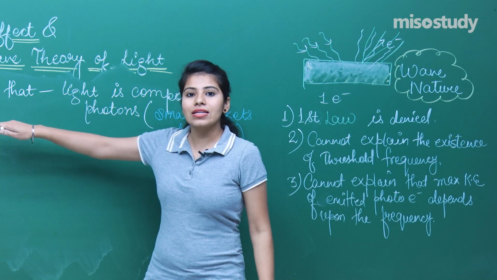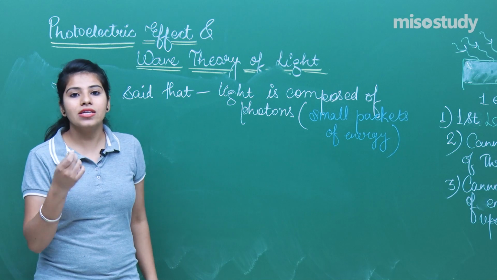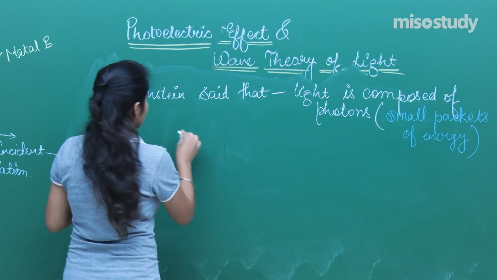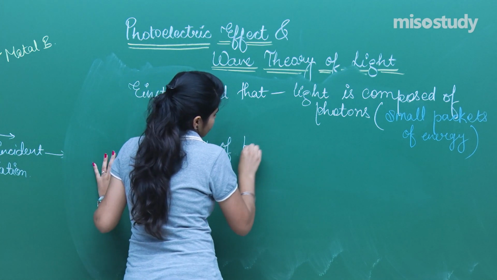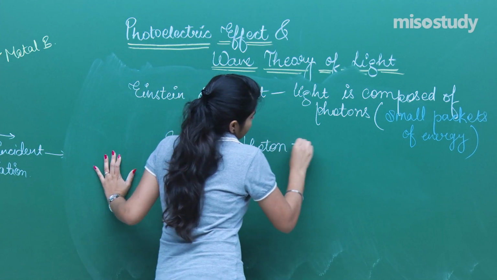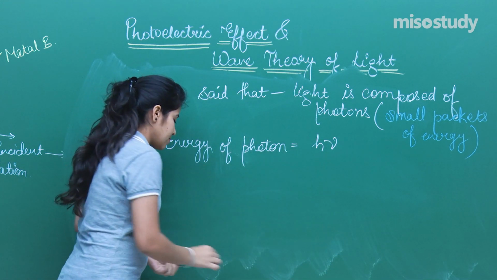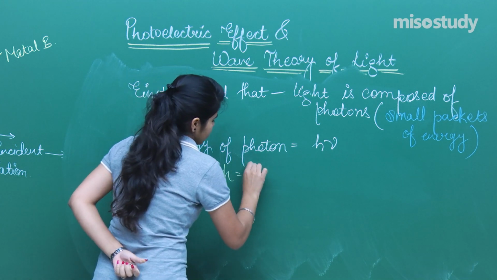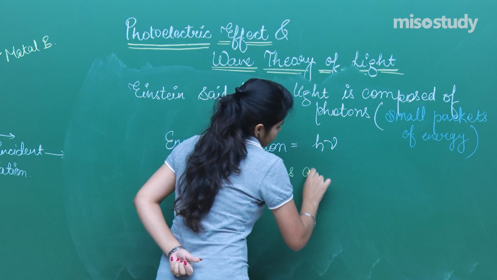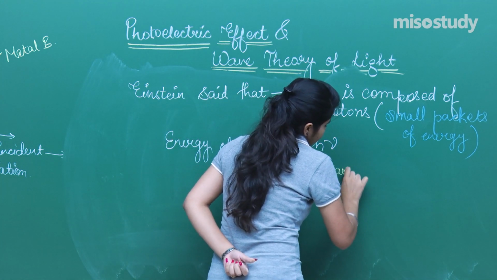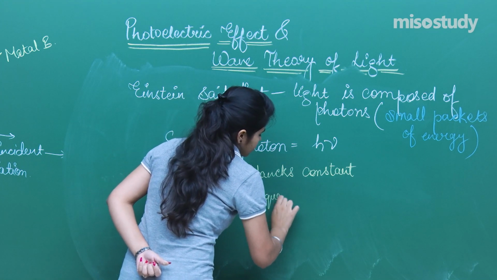Then he said that light is composed of particles which we call photons, and these photons have energy which equals h into nu, where h is Planck's constant and nu is the frequency of incident radiation.